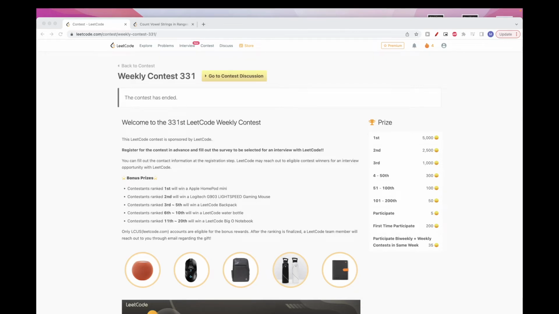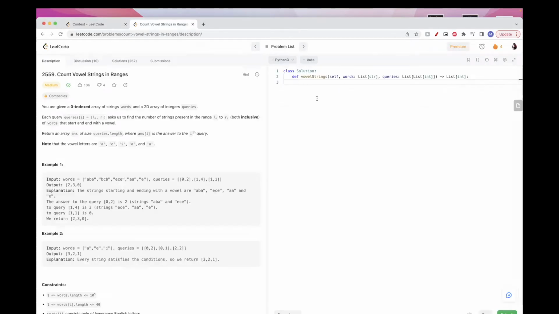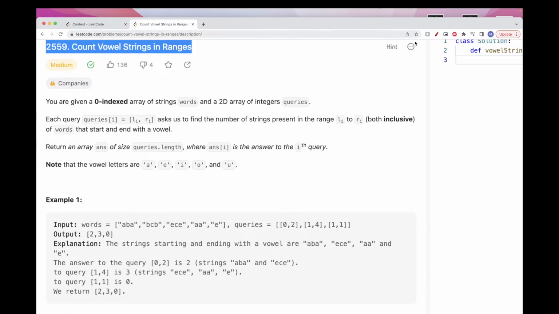Hello, so continuing on this weekly contest 331, the second problem, which is count vowel strings in ranges. Basically here we have an array of strings of words, and we have a 2D array that contains a list of queries. Each query has a left and a right side, of course. It's a range. And the problem asks us to find the number of strings in that range that start and end with a vowel. And of course the vowels are just these.